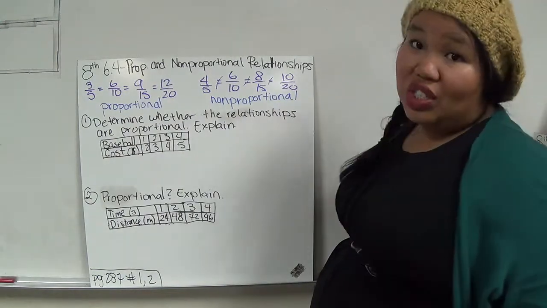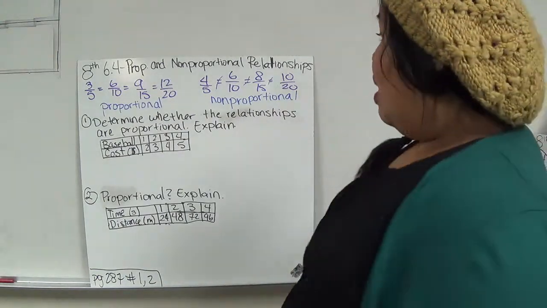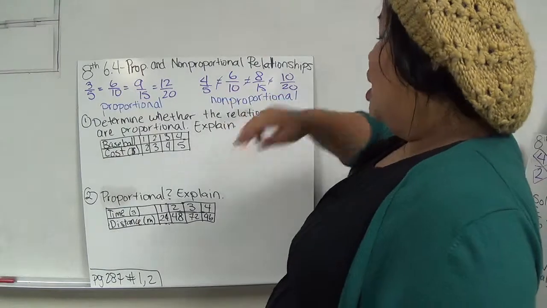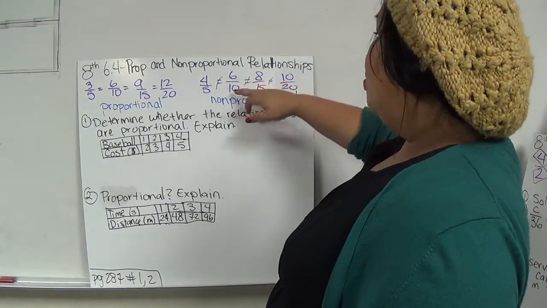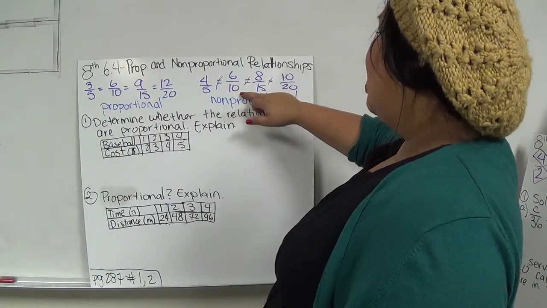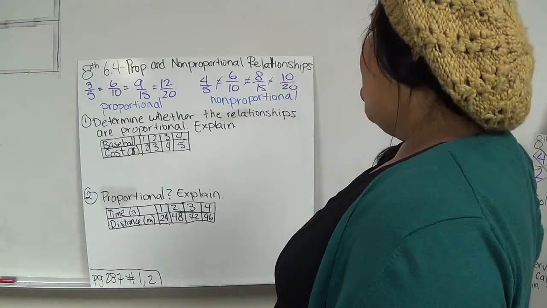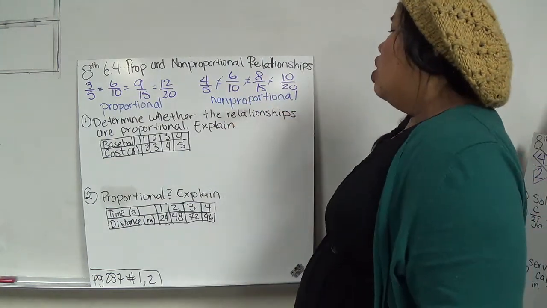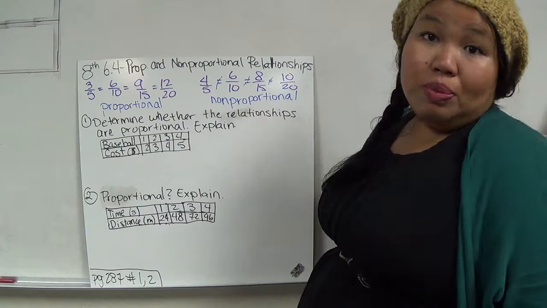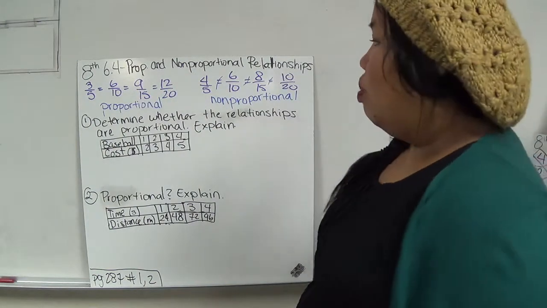Non-proportional are basically fractions that are not equal to each other. So 4/5 is not the same as 6/10. If I were to reduce 6/10, it would give me 3/5, so it wouldn't work. 8/15 couldn't even be reduced. So these are non-proportional. Basically, if they're not equal, it's non-proportional.